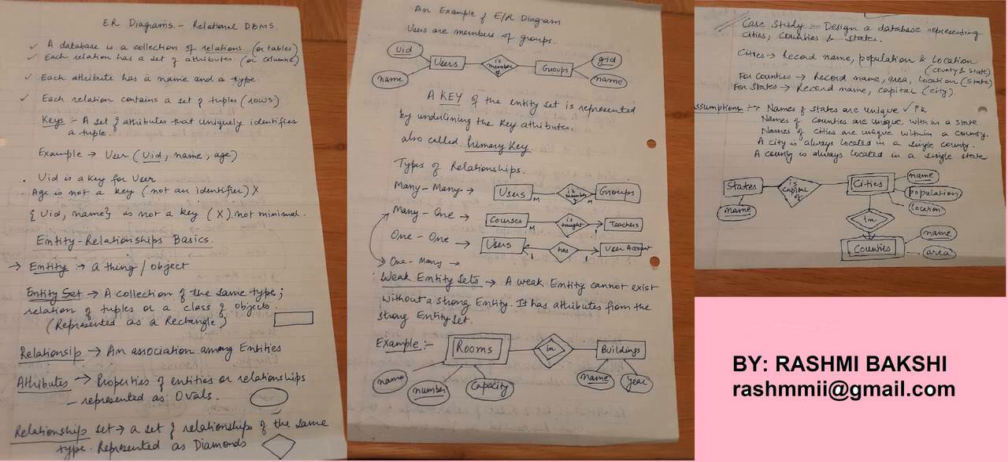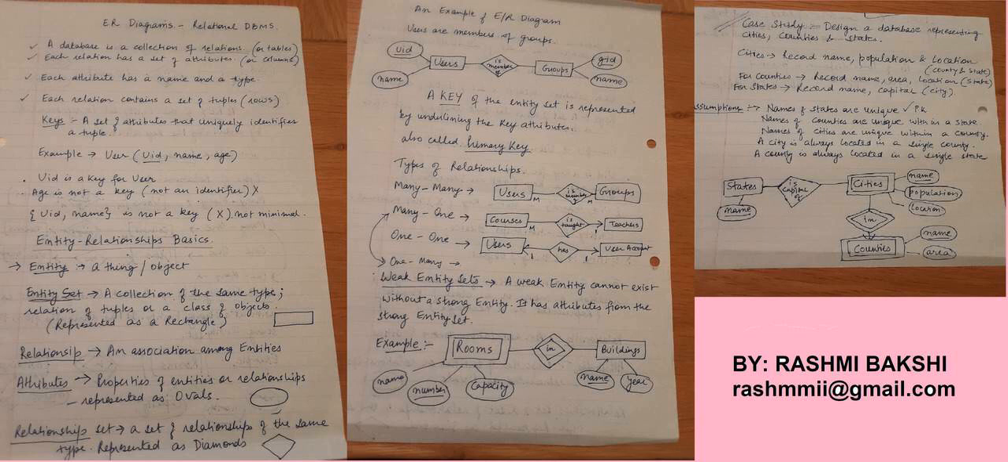Now each table or a relation will have a key, and key is known as a set of attributes that uniquely identifies a tuple, meaning that each row will be uniquely identified by this key, and we call this key a primary key. So for example, if we look at the table called user, that has three attributes: UID, name and age. UID is the primary key because it is underlined. Name and age are other attributes.